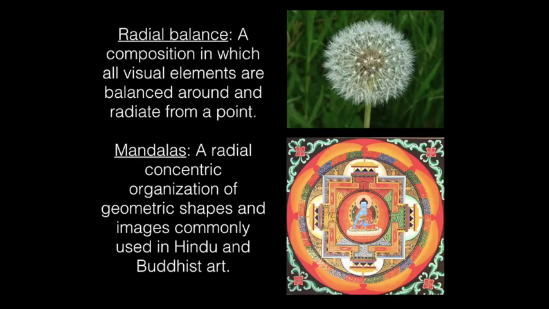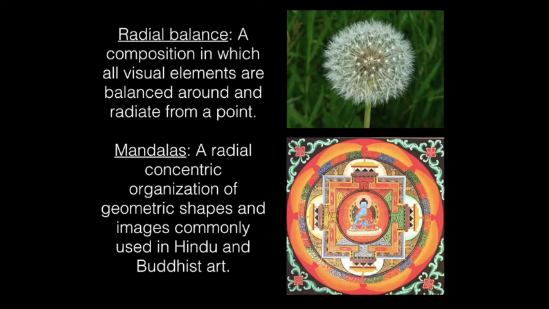All right, another type of balance is radial balance, which is a composition in which all visual elements are balanced around and radiate from a point. The example I have for this is a dandelion. You see radial balance a lot in nature, which is why I chose that image. You can think of flowers as a good example of radial balance.